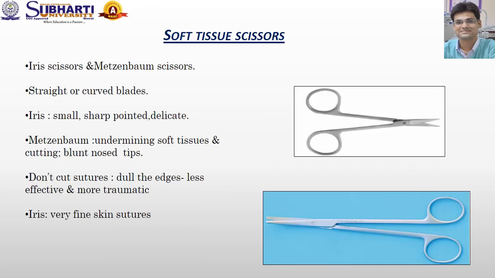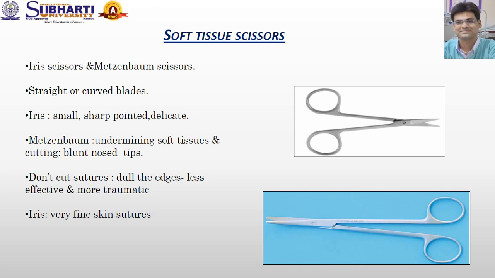Soft tissue scissors. These scissors are meant for handling soft tissue. These are iris scissors and Metzenbaum scissors. These scissors can have straight or curved blades. Iris scissor is small, sharp pointed, delicate. It's meant only for fine work. Whereas Metzenbaum is mainly used for undermining soft tissue and cutting the tissue. Also, this scissor has blunted nose tips.